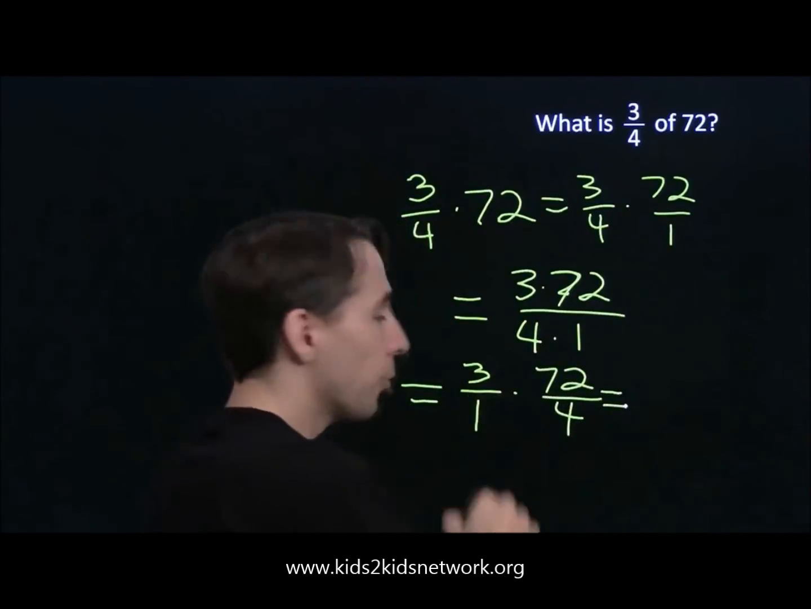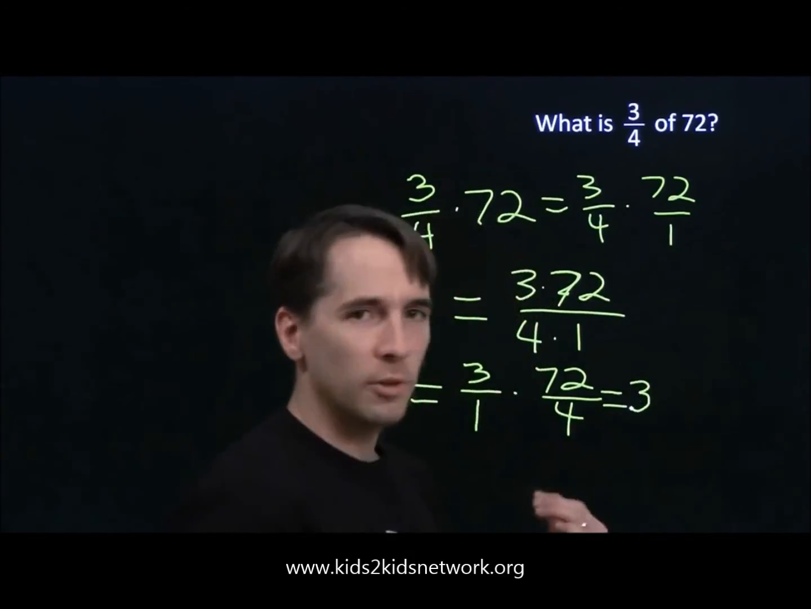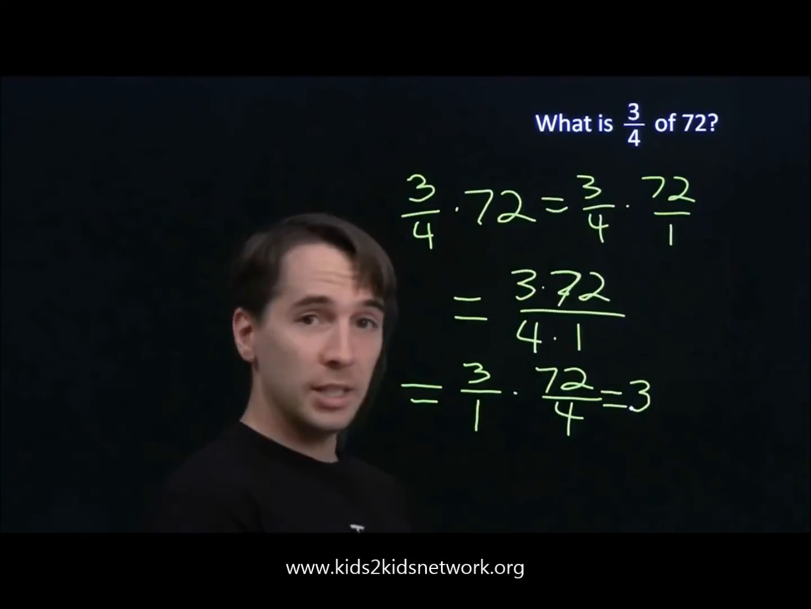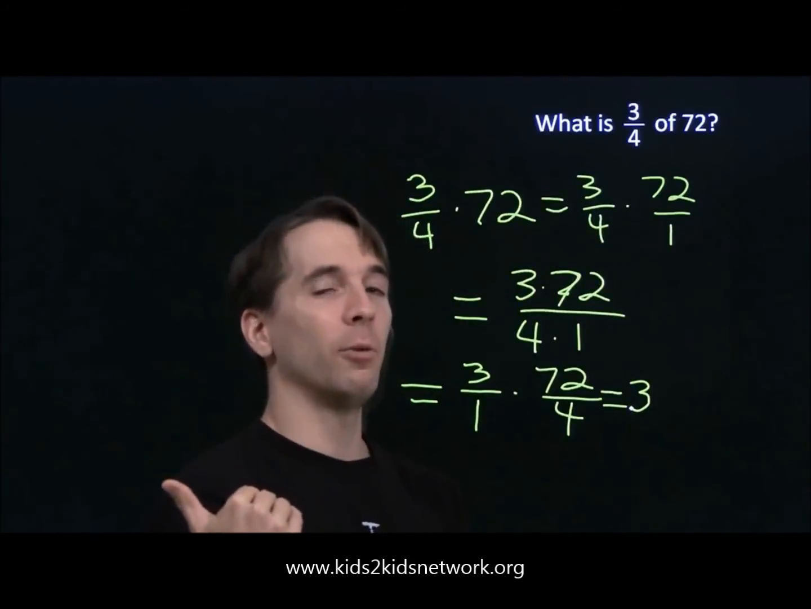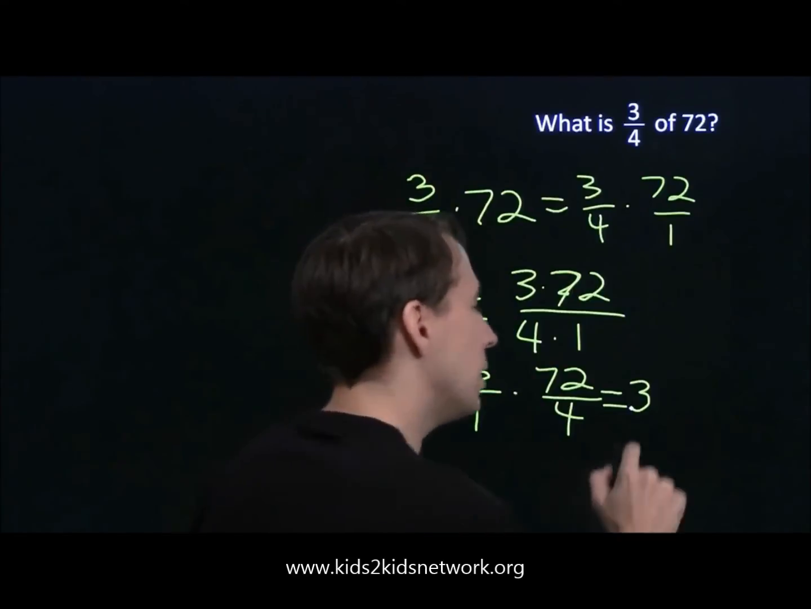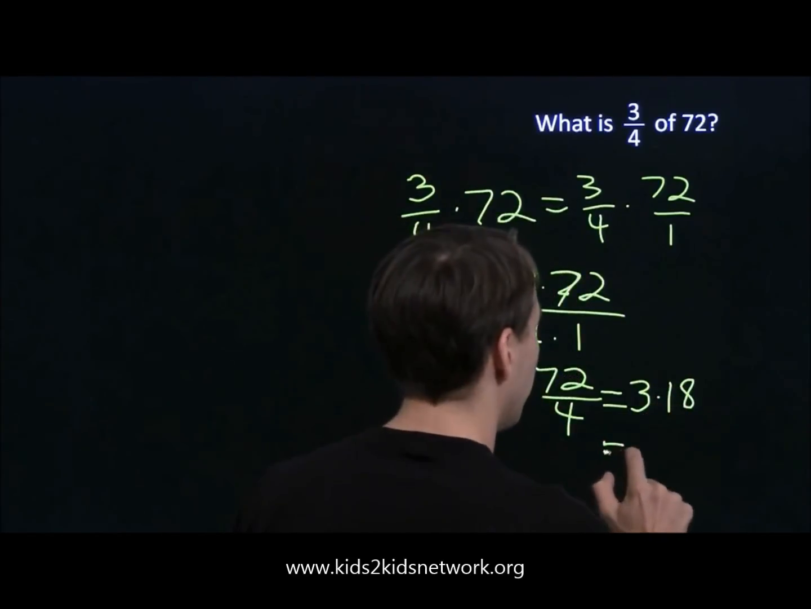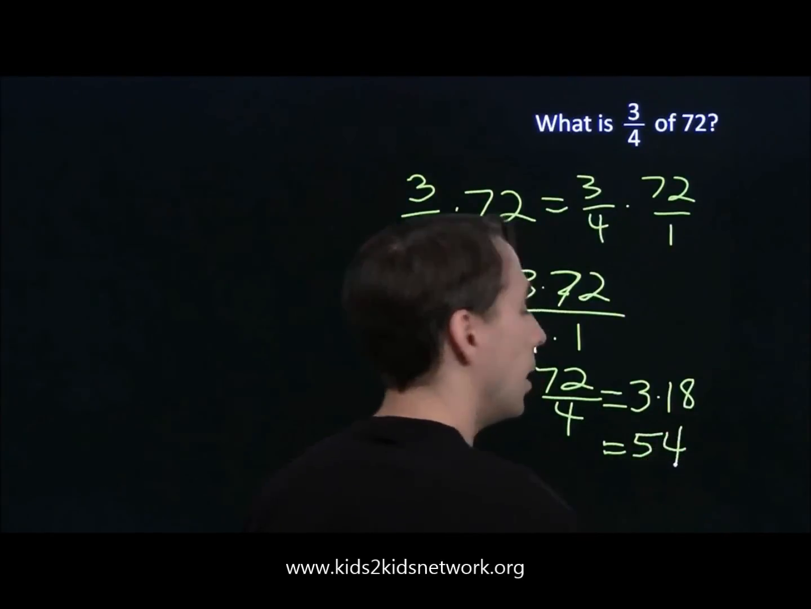I'm tricky that way. 3 over 1, 3 divided by 1, that's just 3. 72 divided by 4 is 18. Now, if you don't see that real quick, you could think 80 divided by 4 is 20, so 76 divided by 4 is 19. 72 divided by 4, yeah, that's 18. 3 times 18 is 54. And we're done.